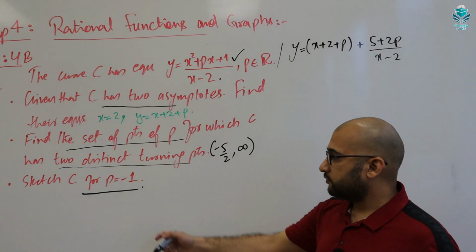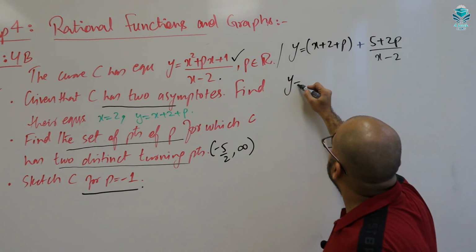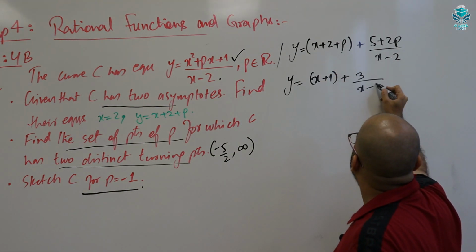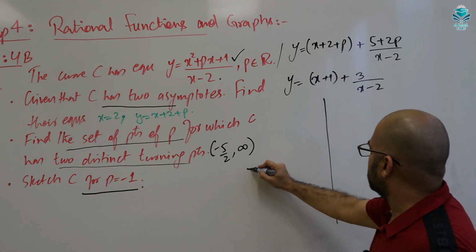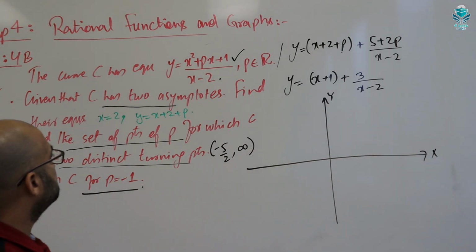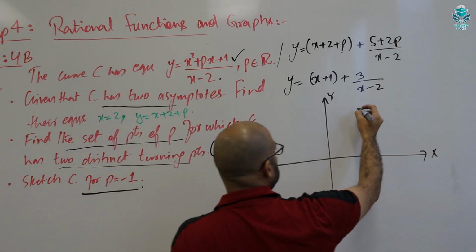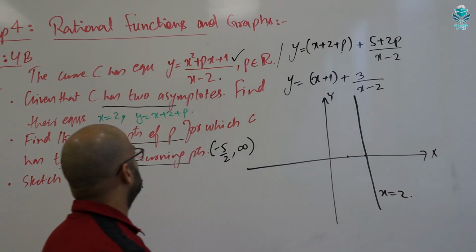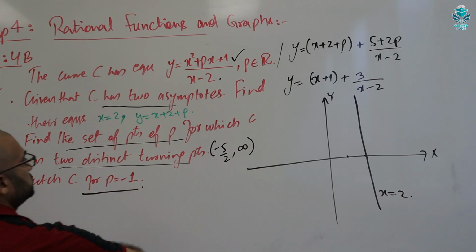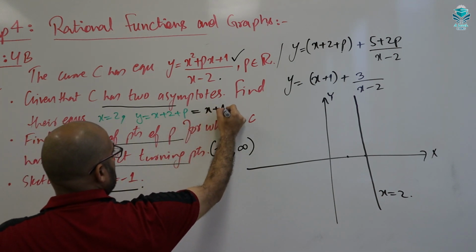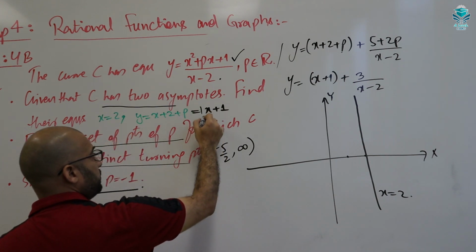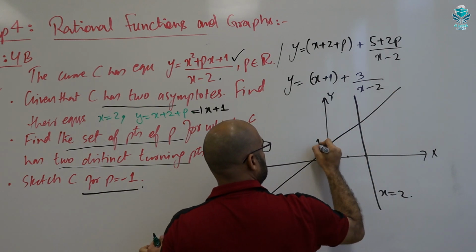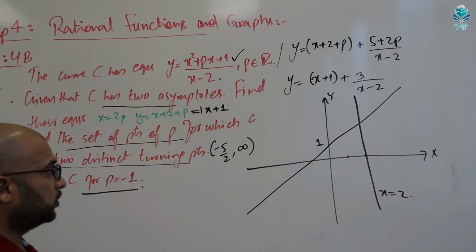And lastly, we solve it for p equal to 1. So the curve is, when we substitute p equal to 1, in a coordinate plane, the vertical asymptote exists at x equal to 2. This is x equal to 2. And the oblique asymptote is y = x + 1, which means the slope is positive and the y-intercept is 1. This is the oblique asymptote.